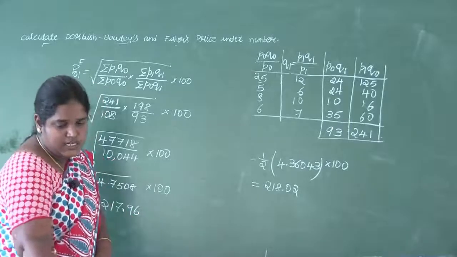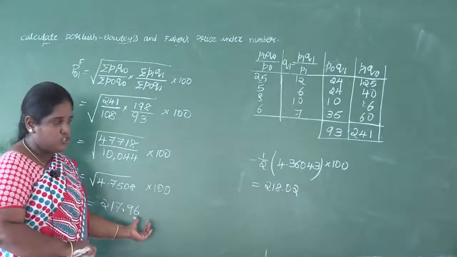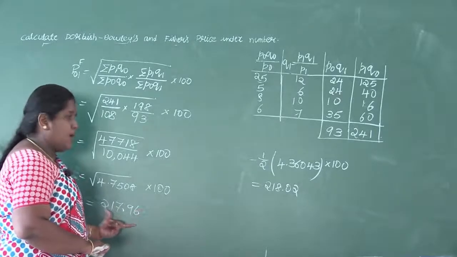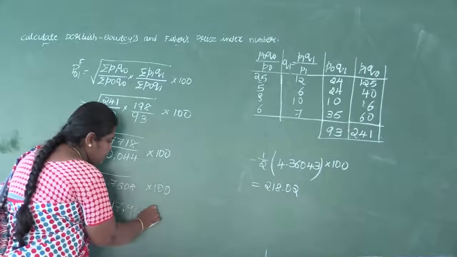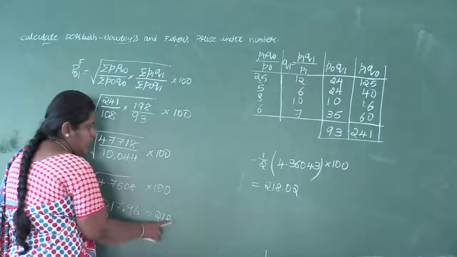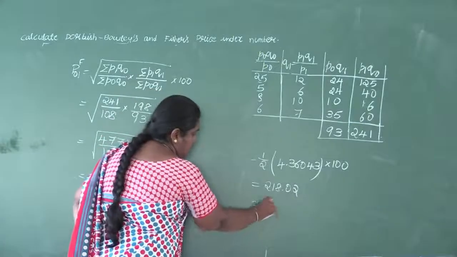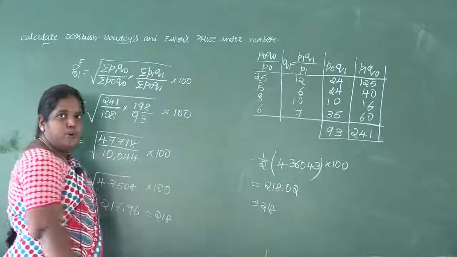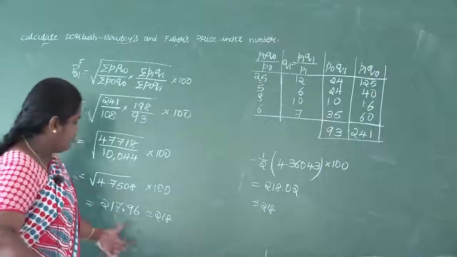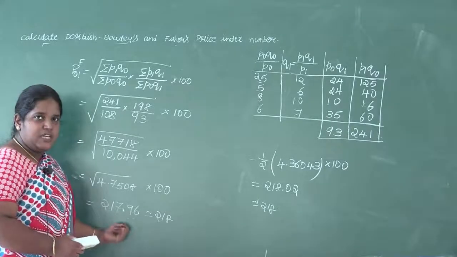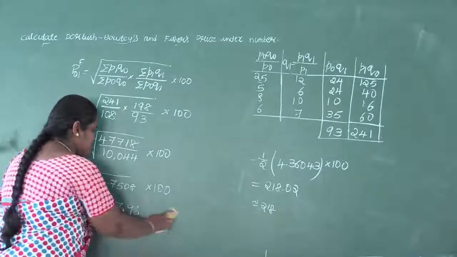In the previous class I had said you'll get the same number for Marshall-Edgeworth, Drobish-Bowley and Fisher. But if you approximate this number to a 3-digit number, it will be 218, and if you approximate this to a 3-digit number, it will also be 218. When you approximate, then you will get the same answer, but the decimal variation is there, it doesn't matter. When we approximate, we are getting the same answer, so it is correct.